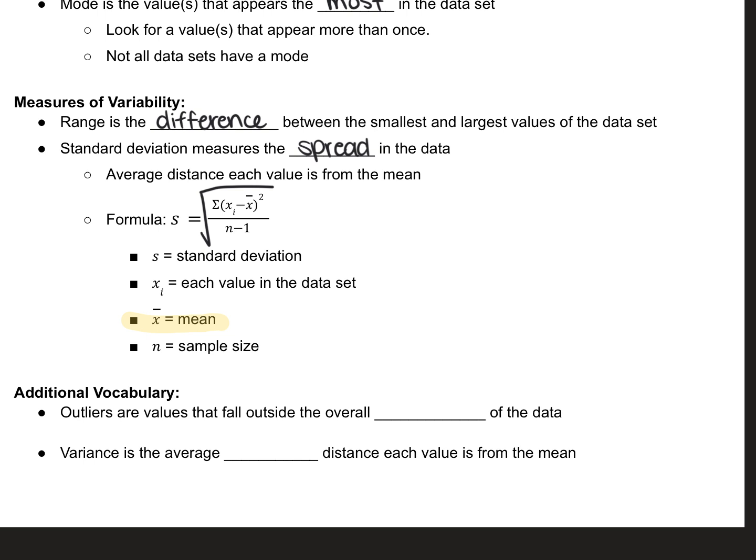A couple other pieces of vocabulary that we might see in this section and future sections. The first one is outliers, and outliers are values that fall outside the overall pattern of the data. Outliers are something we're going to look at more when we look at graphs of distributions. It's easier to determine whether or not an outlier might exist from a graph. And then variance is the average squared distance each value is from the mean. Not something we're going to look at a whole lot, mainly because variance isn't super useful to us because we don't really care about the average squared distance. What we care about is the standard deviation, which is the average distance. So variance you can think of as the standard deviation squared.